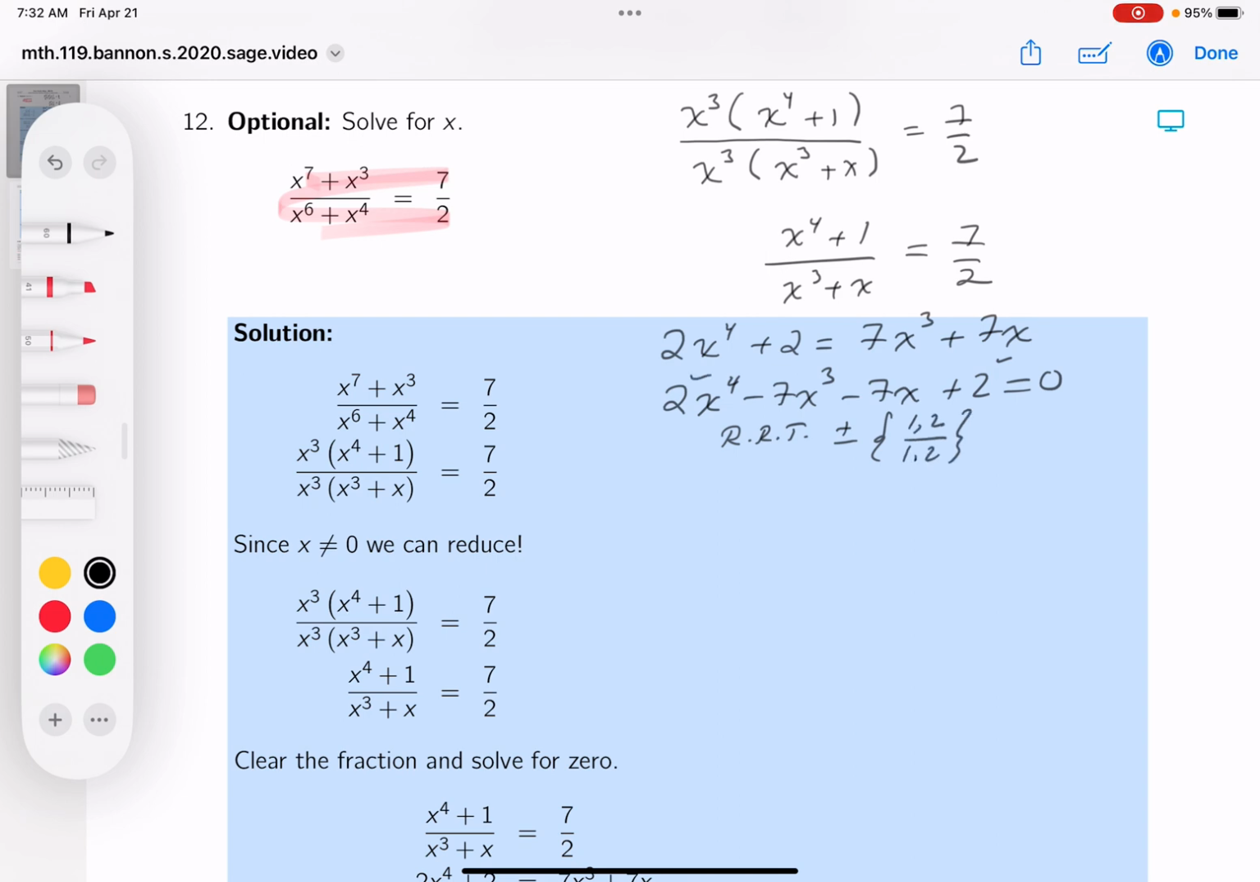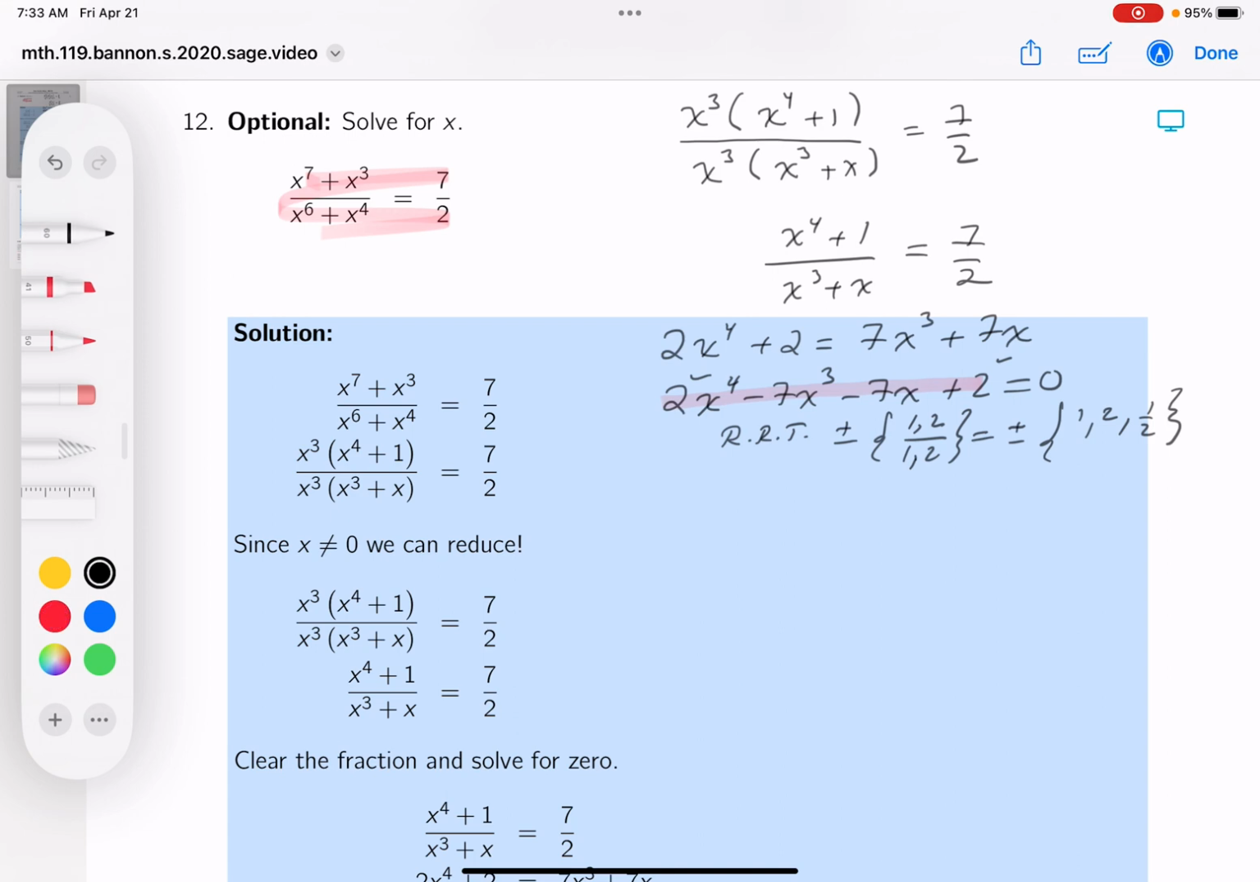And I get, let's take a look at it, plus or minus. Well, 1 divided by 1 is 1, 2 divided by 1 is 2, and then 1 divided by 2, and 2 divided by 2, which is 1, I already have listed. So there's 6 candidate roots. Unfortunately, none of those are going to produce a 0 there. You could try 1 or minus 1, 2 or minus 2, 1/2 or minus 1/2. None of them is going to give you a 0.